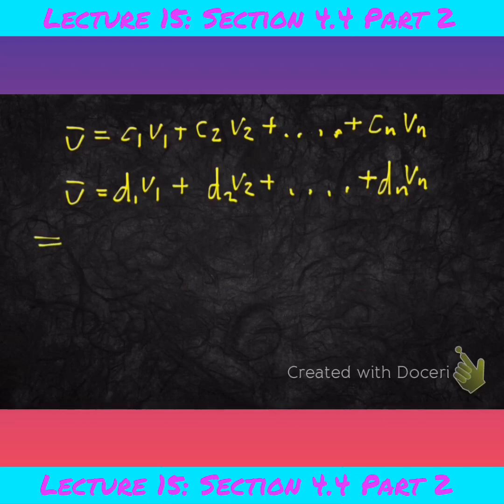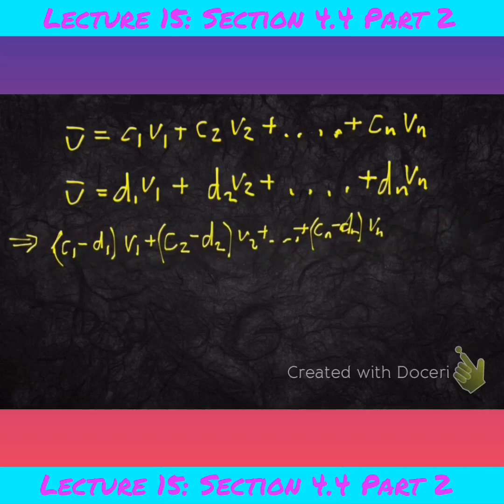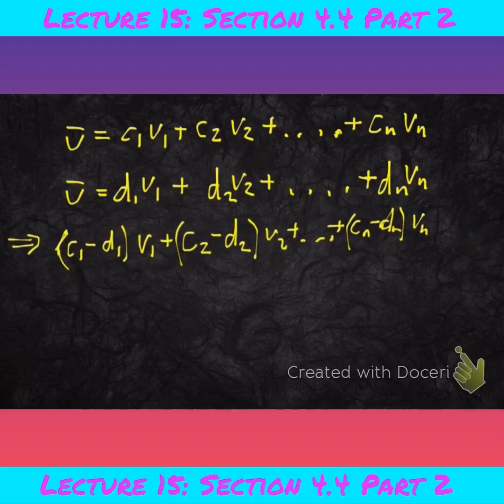Now you can subtract the one equation from the other equation, and basically you're going to get that (c1 minus d1) v1 and (c2 minus d2) v2, up until (cn minus dn) vn is equal to the zero vector.